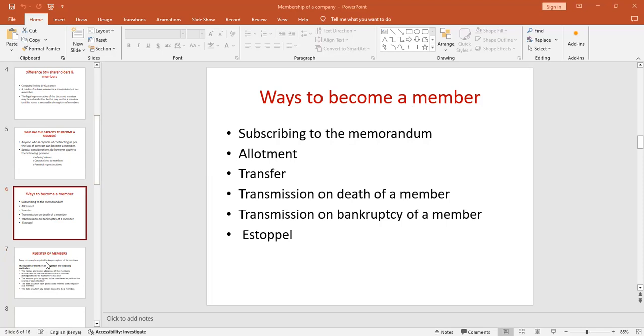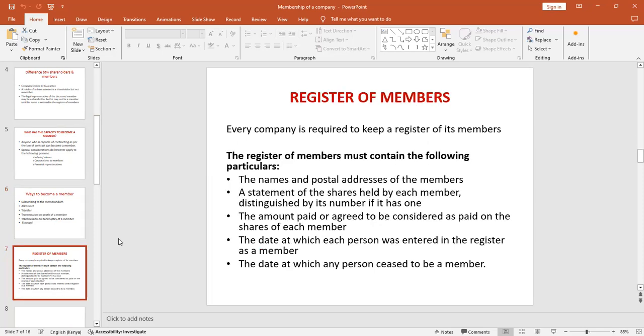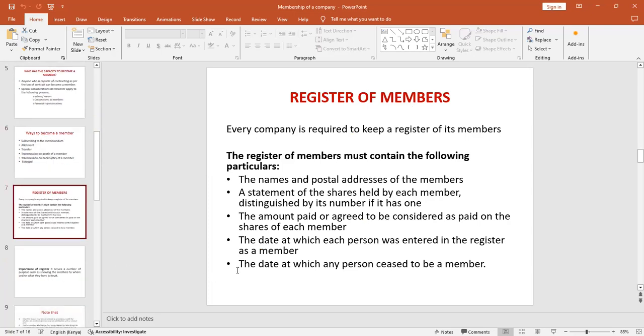So moving on, let's talk about the register of members itself. What do we know so far? We know who members are. We know who can become a member. We understand precisely how you become a member. And so let's see that register of members, exactly what is it all about, and what does it contain?